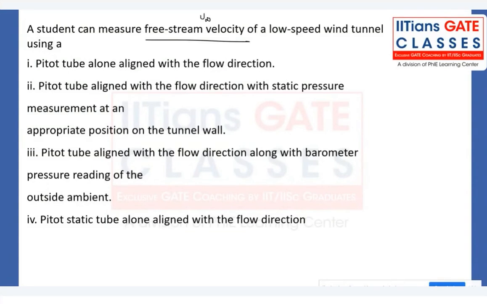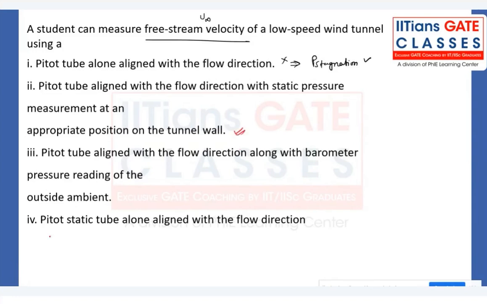I don't think it is possible. We can only get stagnation pressure. We need static pressure also, so we cannot measure it. Second point, a pitot tube aligned with the flow direction with a static pressure measurement device at an appropriate position on the wind tunnel. That is also correct.